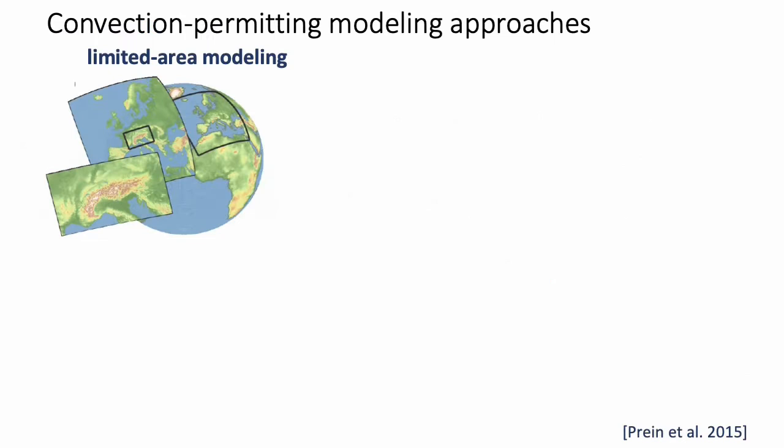So there are four major approaches that you can use to go to convection permitting scales. The most popular one, probably the most affordable one at the moment, is using limited area models, where you basically use a coarse resolution model, and then you have a boundary where you nest a high resolution model in the coarse resolution model, and you can repeat that several times to go to higher and higher resolution. So here, for example, we have two nested regional models within the global model to get to very high resolution over a small region.